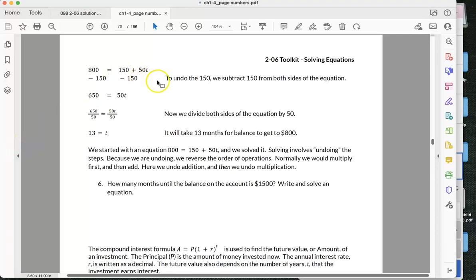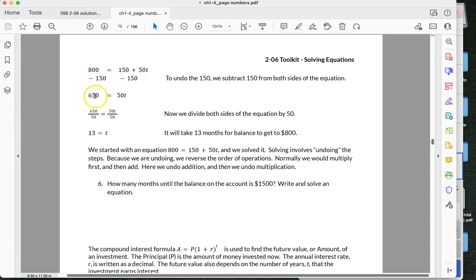If you've solved equations, you may understand that we are trying to get t by itself. When we get to the end of this process, we will say t equals 13. So right now, t has these numbers with it in this expression. First, we subtract 150 from both sides. And those cancel each other out, so they're gone, and we just have 50t left right here.